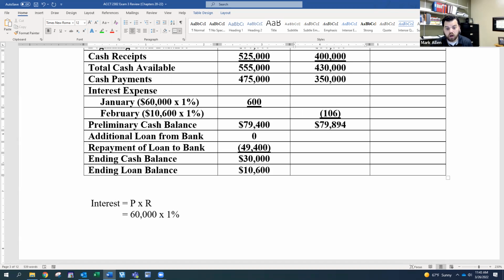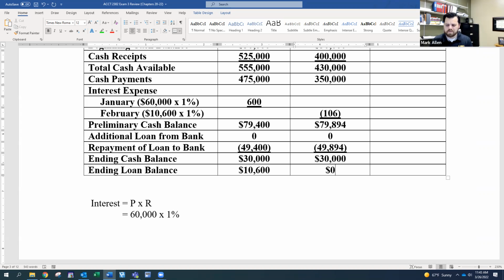Well, no, I don't need a loan. I only need to have $30,000, and I've easily got that. So that's zero. Now what we'll do is we'll pay back the loan. And I look and I go, oh, I remember. My minimum cash balance is $30,000. So I bet I can pay back $49,894. That'll get me to $30,000 as a cash balance, and I'm feeling pretty good. That definitely wipes out my loan.